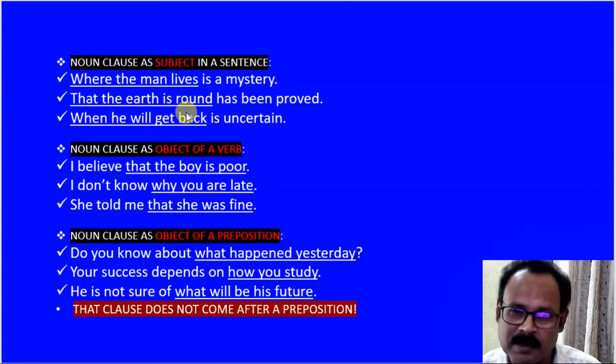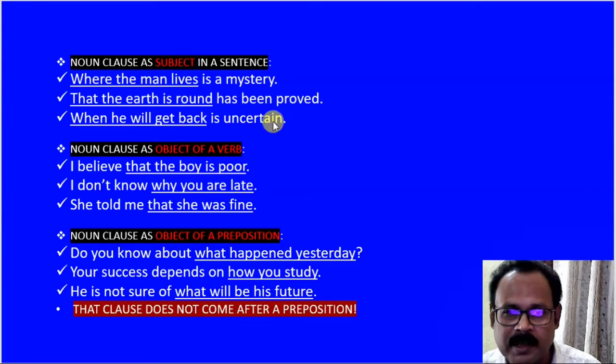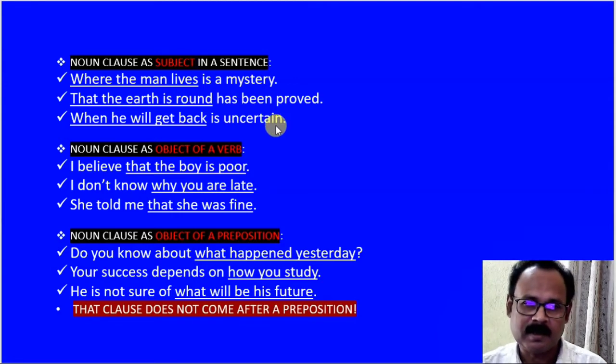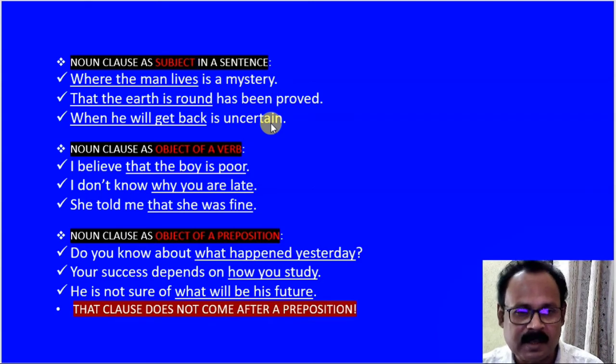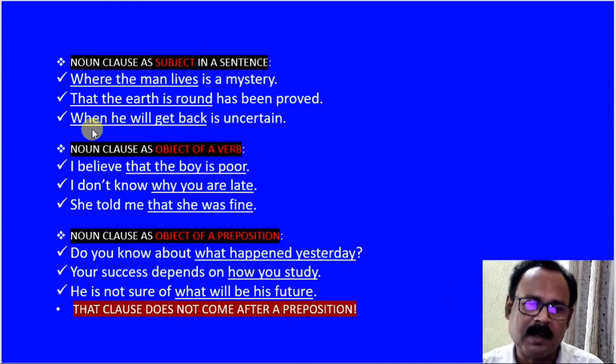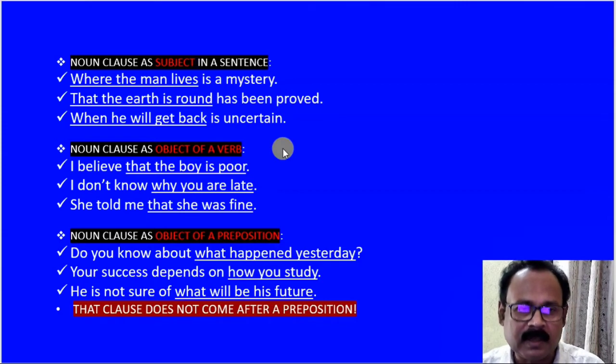This is the noun clause, where the man lives. Then second example, that the earth is round has been proved. Mark the noun clause, that the earth is round. This is the subject in the sentence. That's why the noun clause does the subject function here. That the earth is round has been proved. When he will get back is uncertain. So here the noun clause is when he will get back. So I have given you three examples of noun clause working as subject in a sentence.